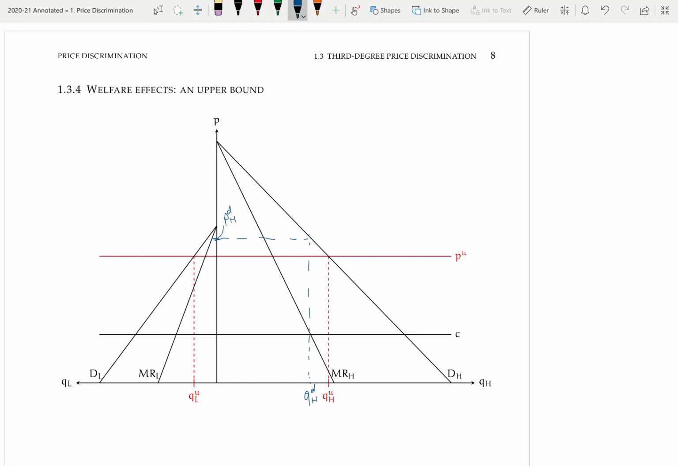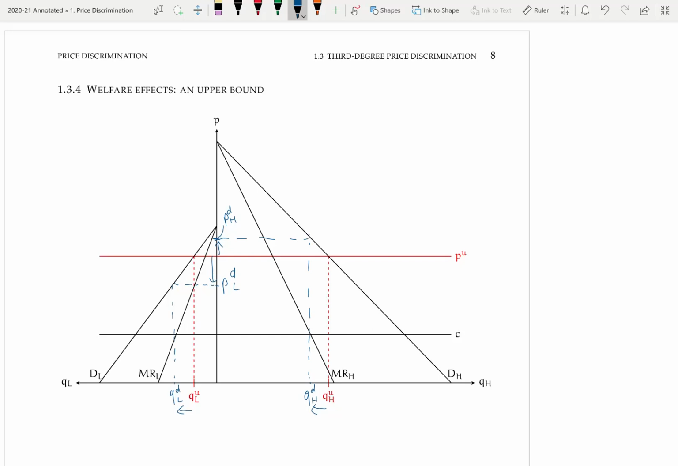And we do the same in market L. We find the intersection between marginal revenue and marginal cost. We get the optimal quantity QDL and the optimal price PDL. And we see that the quantity has gone up in the low demand market, it's gone down in the high demand market, the price has gone down in the low demand market, and it's gone up in the high demand market. Now what effect does this have on welfare?